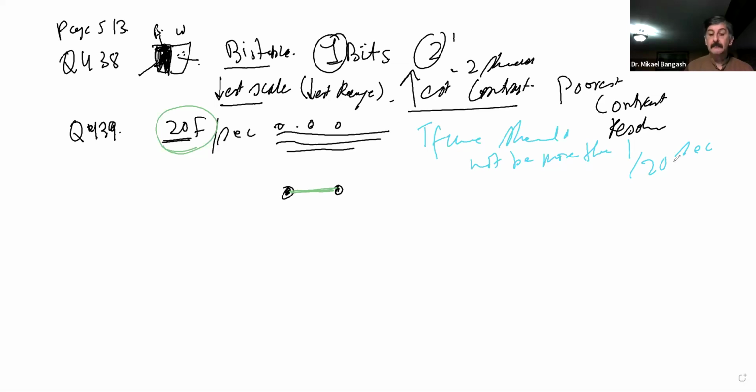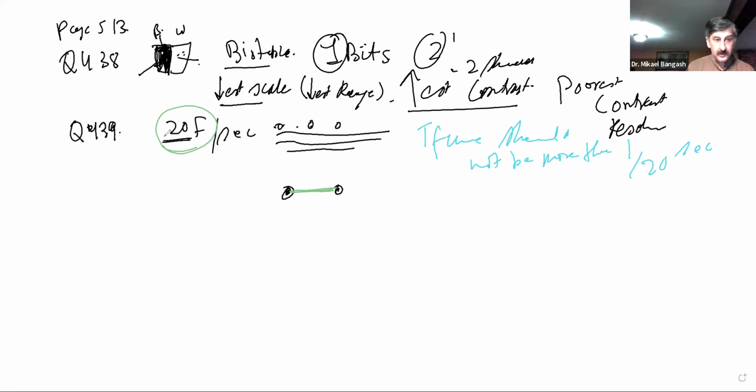Did that make sense? Because if it does, that will mean that your frame time was more than 1/20th of a second, or your frame rate was less than 20 frames per second. And then you will have flickering.